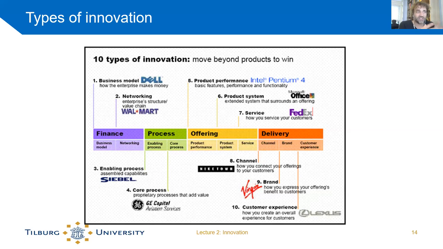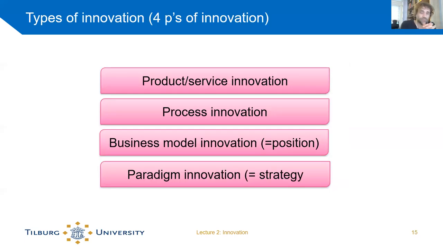So there are many different examples here of different types of innovation. But I think it's best if you classify them into four major types of innovation. And that is something you would have to remember for the exam. So these are four major types of innovation we distinguish. If you read the literature for this week, they only distinguish between product, service, and process. But in other literature, which I think is more useful for us, they classify innovation into the four P's of innovation. Again, four P's, because it's easy to remember.